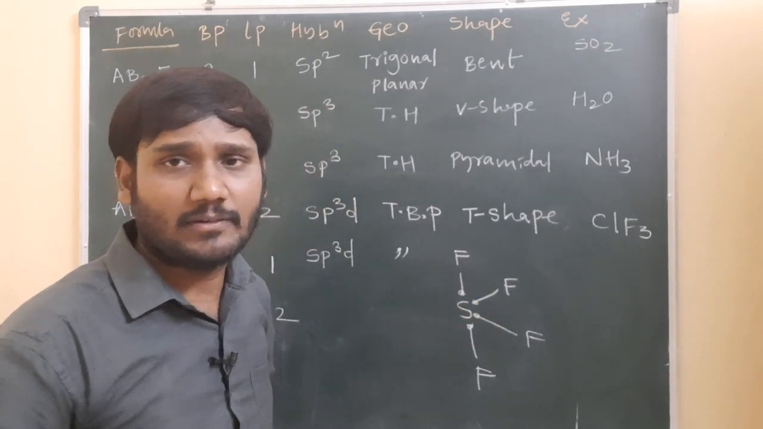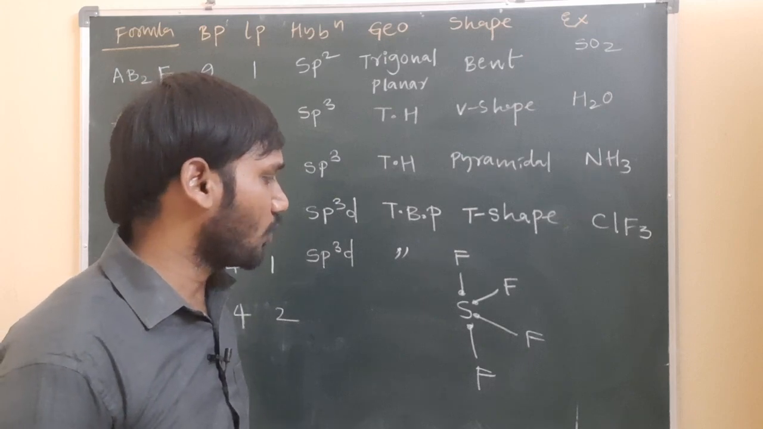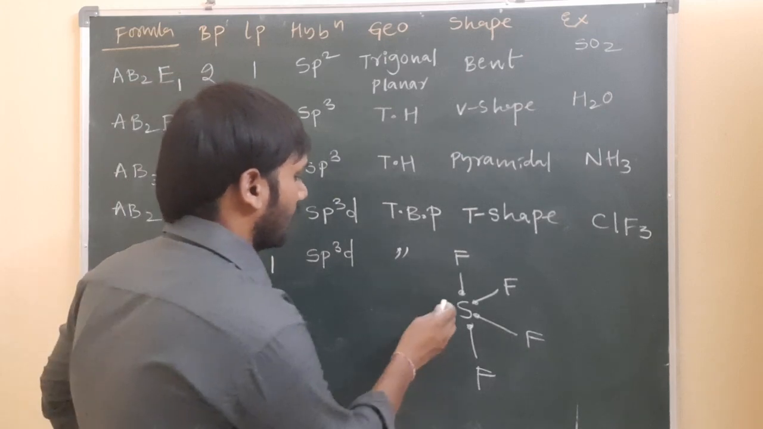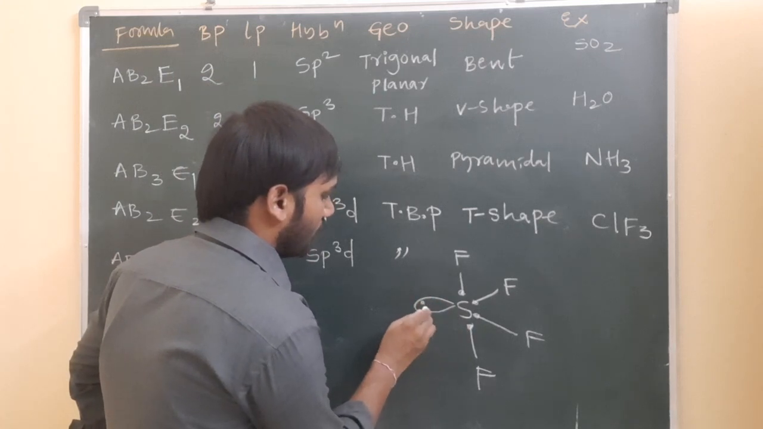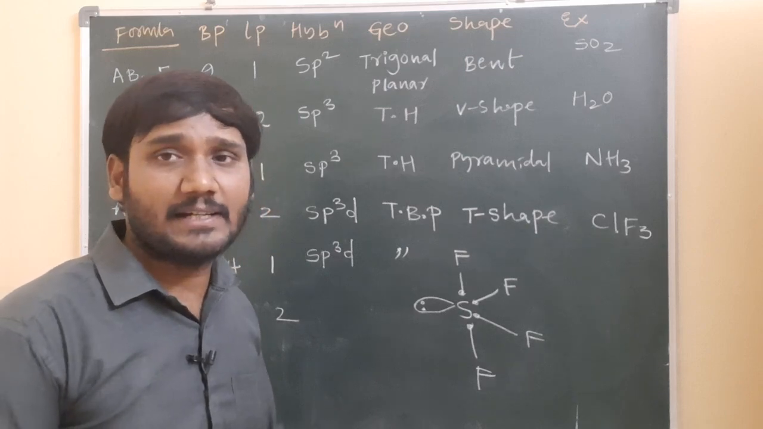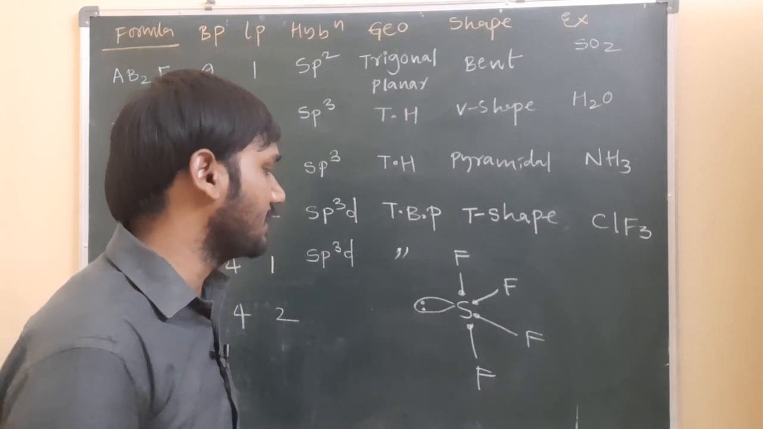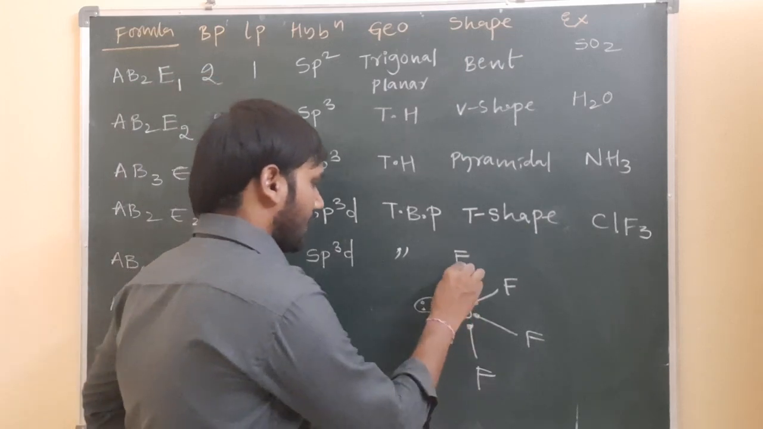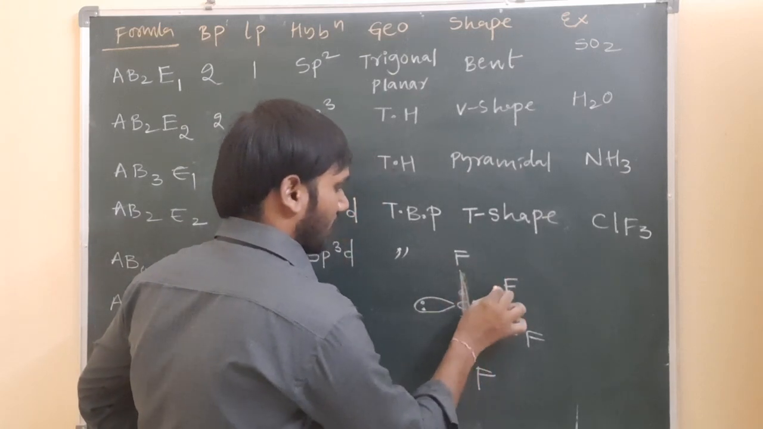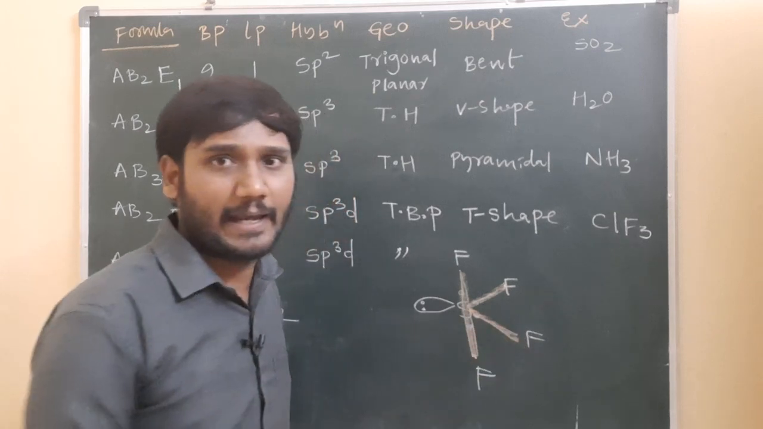How many electrons of sulfur participated? 4 electrons. But sulfur is which group element? 6th group. So the remaining 2 electrons are present as 1 lone pair. Clear? So we can say this is the seesaw shape. What is the shape of the molecule? Seesaw. Otherwise we can simply say K shape also. K shape, for example, this is a straight line, and we can say it is a K shape.